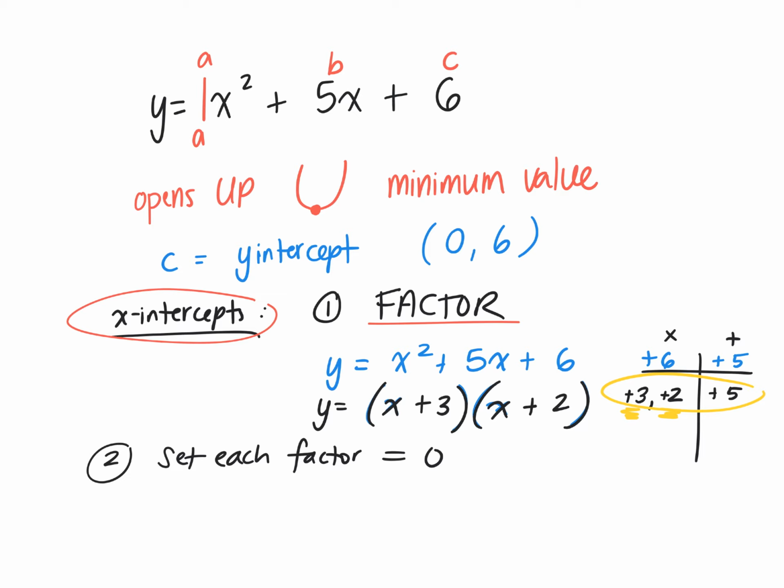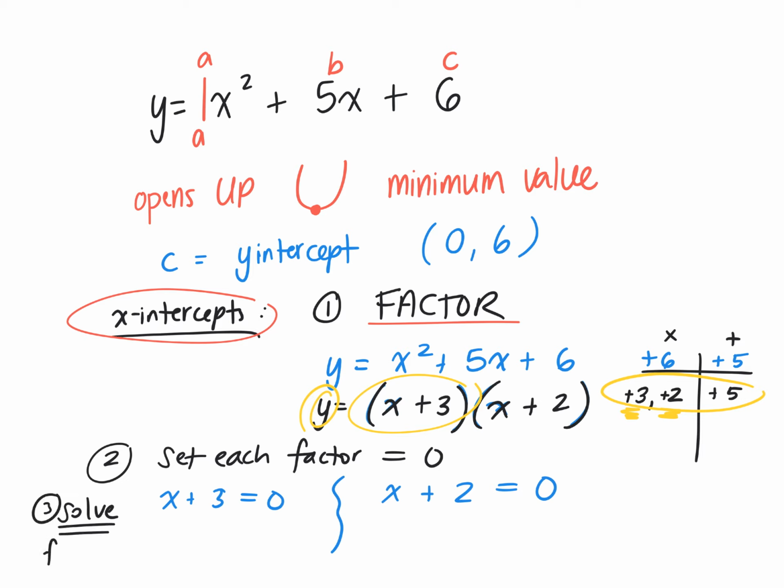So if the first factor is x plus 3, so x plus 3 equals 0, and then the other x-intercept would be x plus 2 equals 0. If I make y 0, that means my x value is my intercept. If y is 0, then it has to hit the x-axis. Does that make sense why we're doing that? So now solve. Step 3, solve.